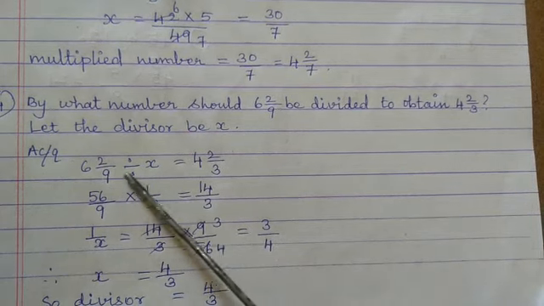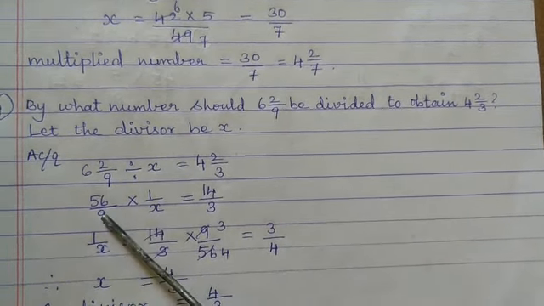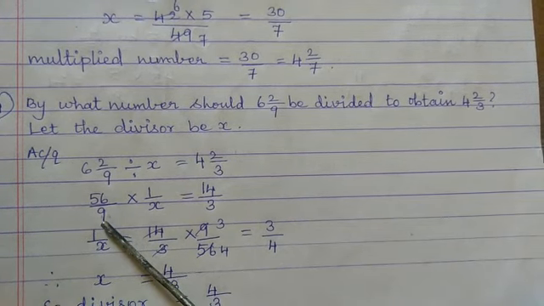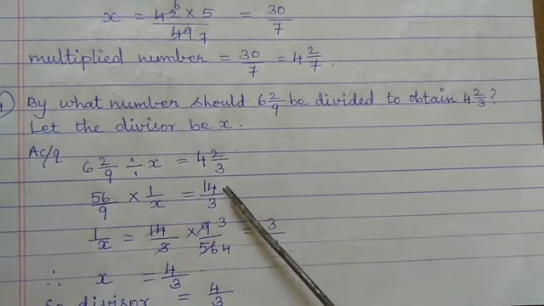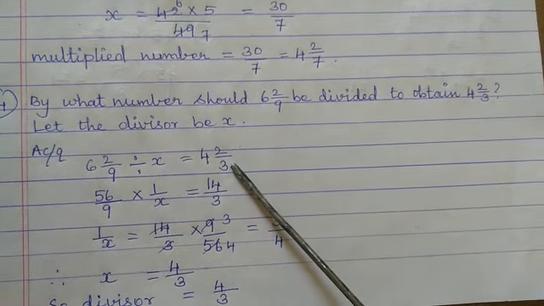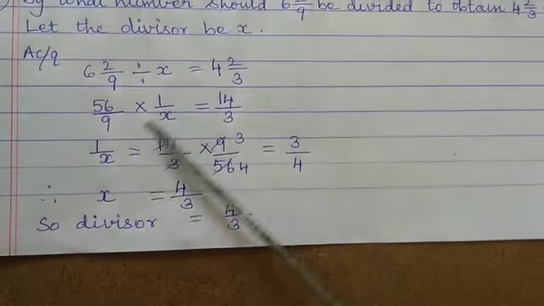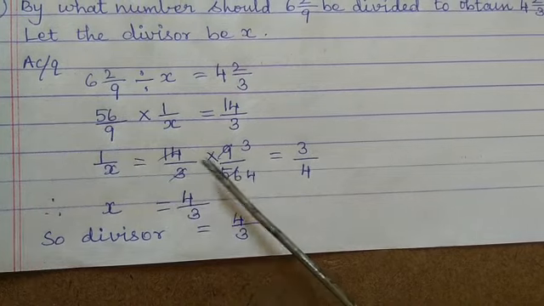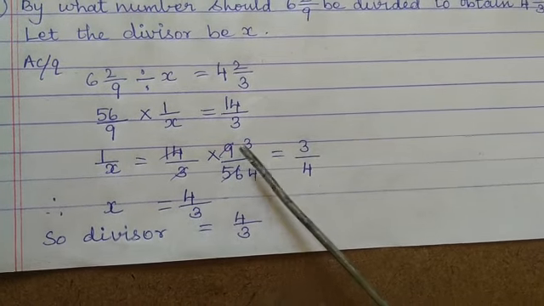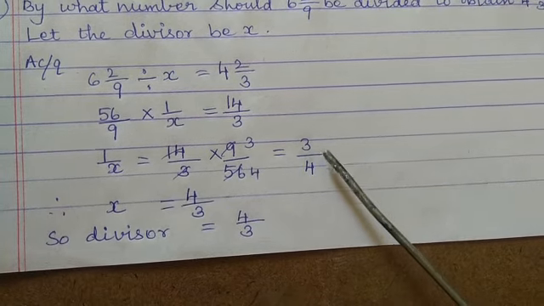This sentence, framing the equation, is very important. So convert into improper fractions: 56/9 multiplied by the reciprocal, 1/x, is equal to 14/3. That is a mixed fraction, converted into an improper fraction. So 1/x, we are keeping 1/x here, is equal to the reciprocal of 14/3, that is, multiplication by 9/56. After the process, the answer will be 3/4.